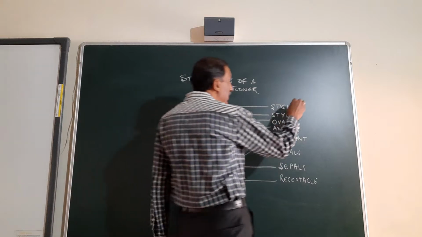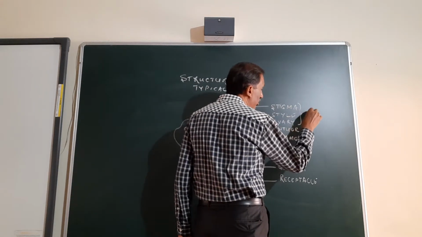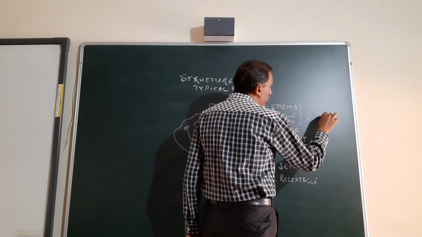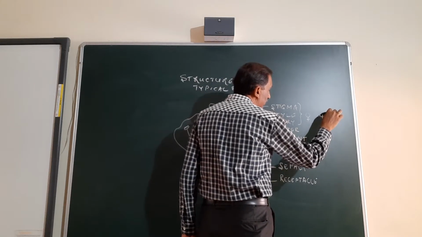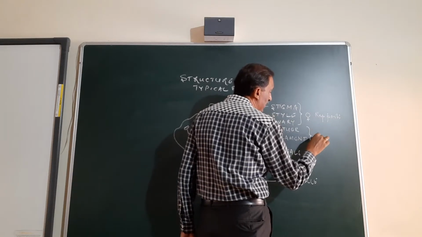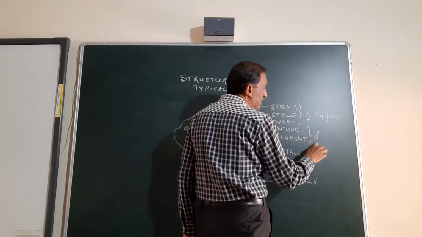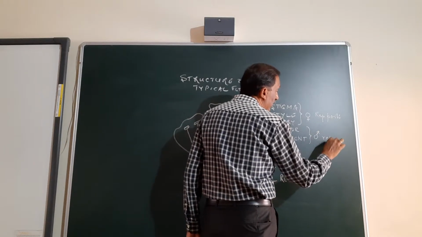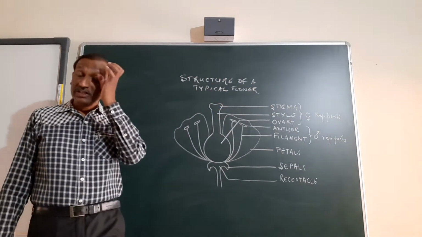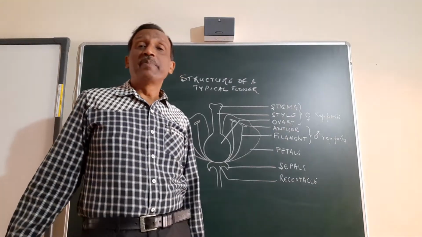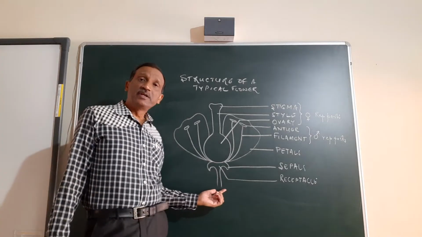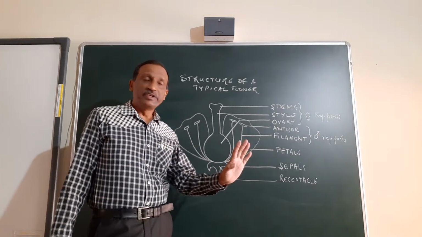Now these 3 together form the female reproductive part. This is the symbol used for female reproductive organs. And these 2 are the male reproductive part, the sign of male reproductive. So here we can say that not all the parts of a flower are taking part in reproduction. The pedicel, that is the stalk, has no role in reproduction.